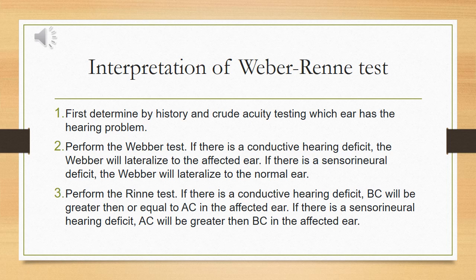Then perform the Weber test. If there is a conduction deficit, the Weber will lateralize to the affected ear. If there is a sensorineural deficit, the Weber will lateralize to the normal ear. After that, perform the Rinne test.